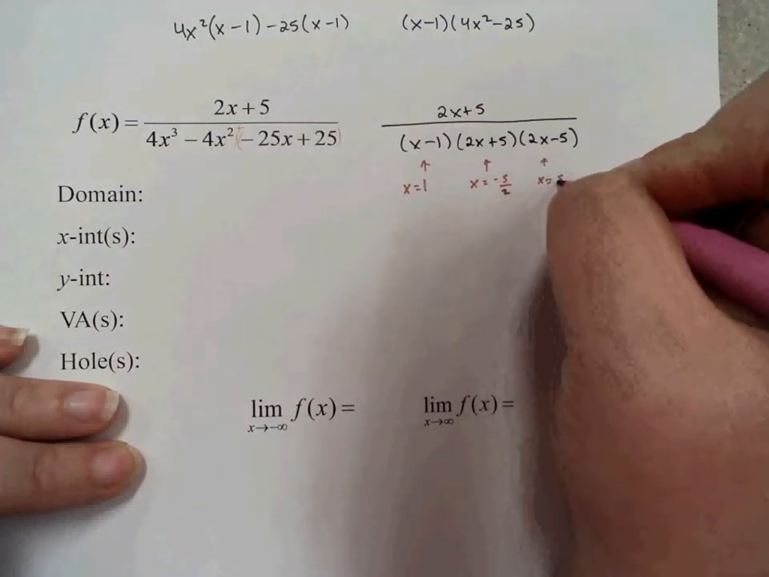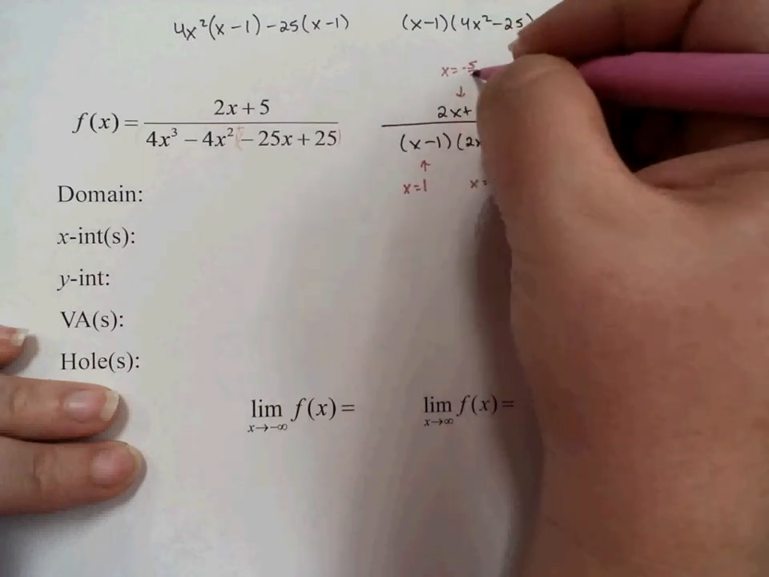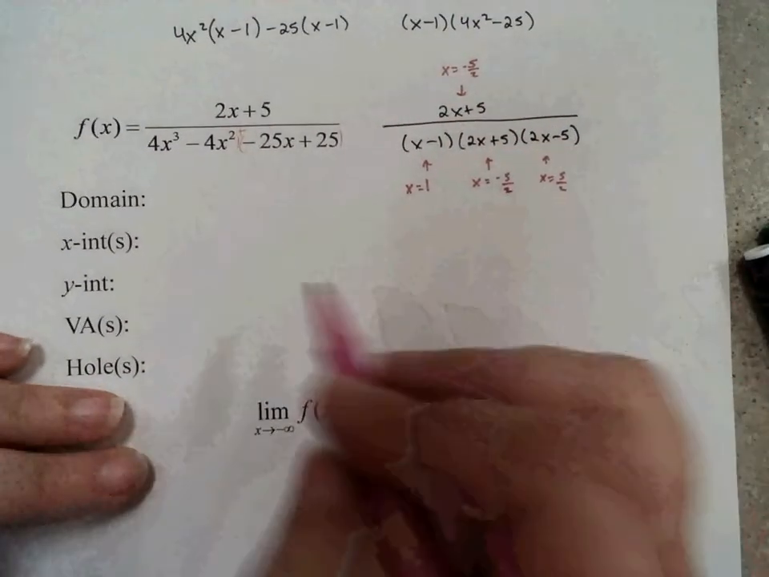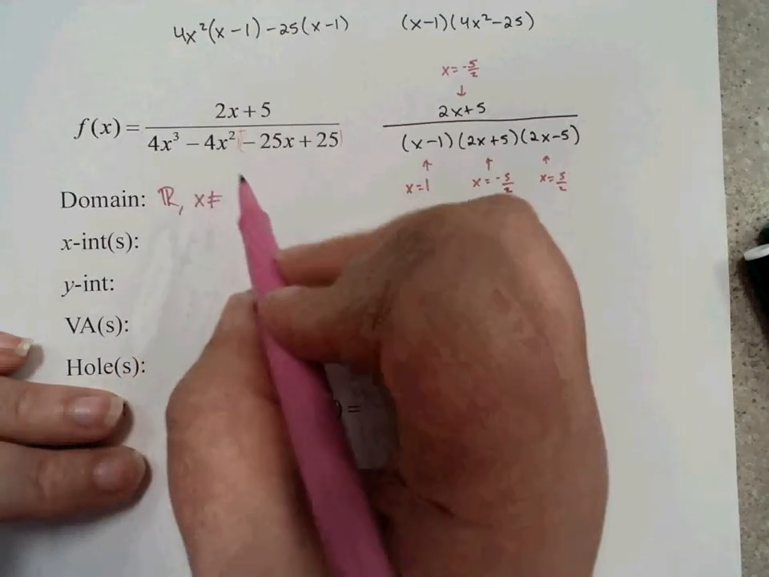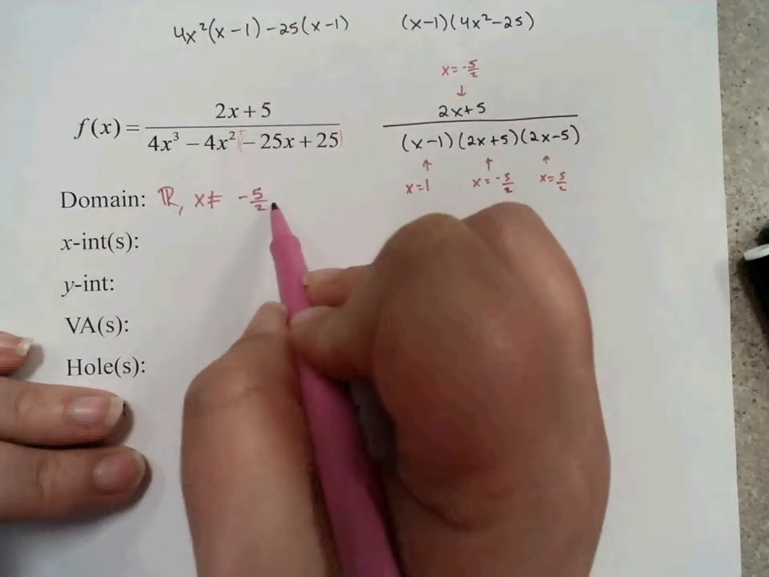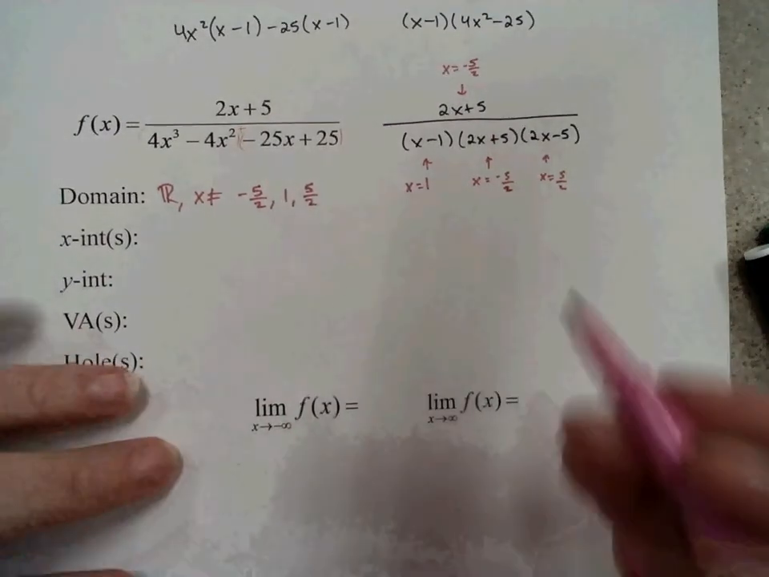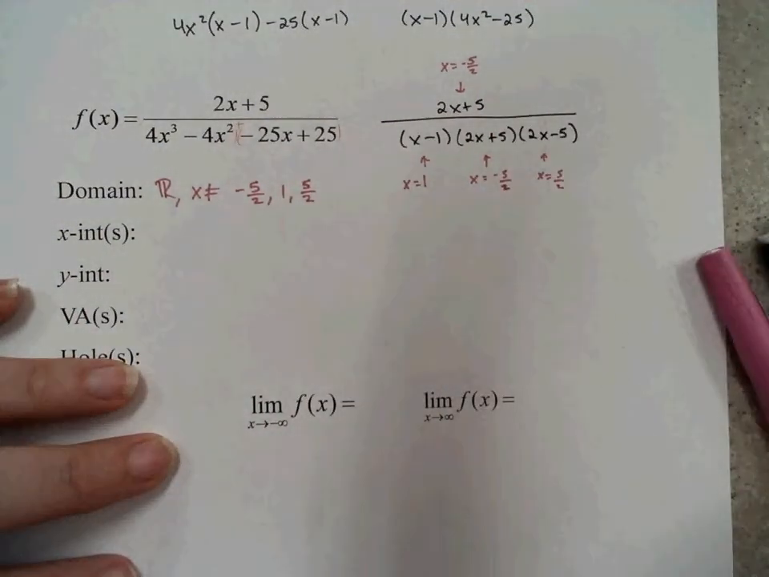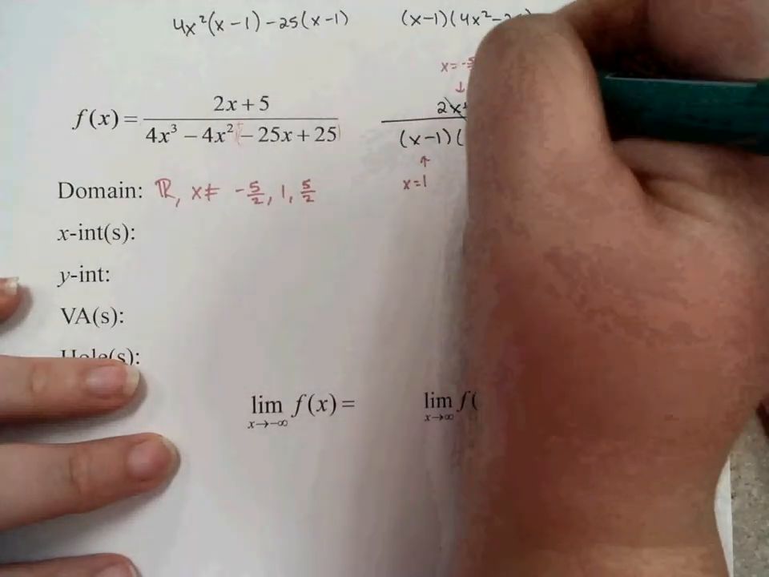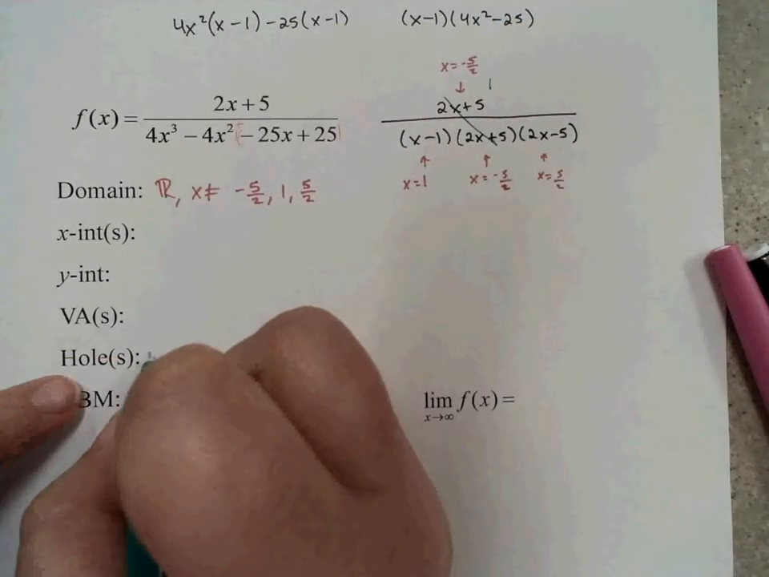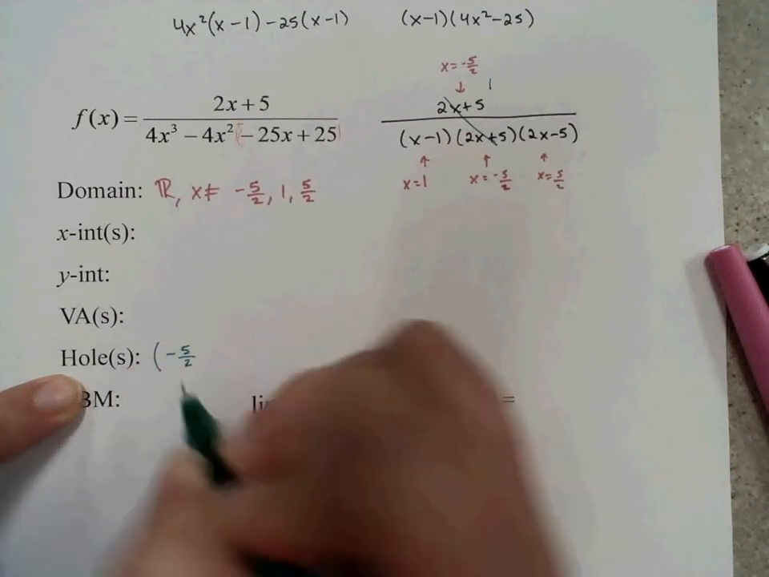-5/2, and +5/2, and the numerator equals 0 at -5/2, which is a shared factor with that, but we'll go ahead and do domain. So all real numbers except -5/2, 1, and +5/2. Okay. The shared factor means that that's a hole in the graph, right? So I'm going to simplify that out and just think there's a hole in the graph at -5/2.